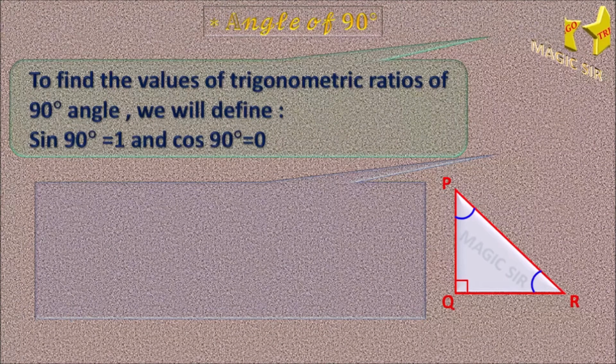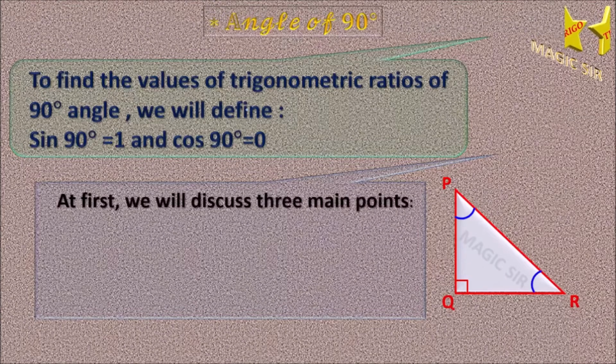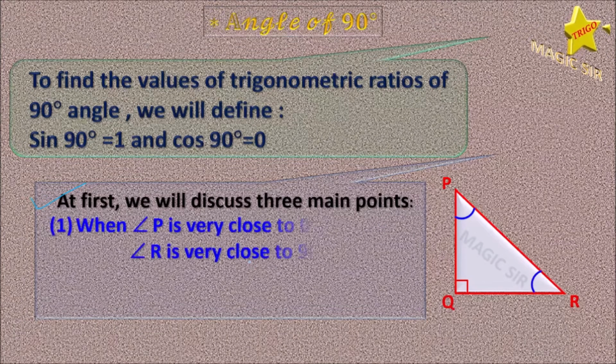To find the values of trigonometric ratios of angle 90 degree, we will define sin 90 degree is equal to 1 and cos 90 degree is equal to 0. Sometimes when a question is not resolved, accept it as a definition. At a higher level, we will learn the definitions of these ratios based on the unit circle. At first, we will discuss three main points.